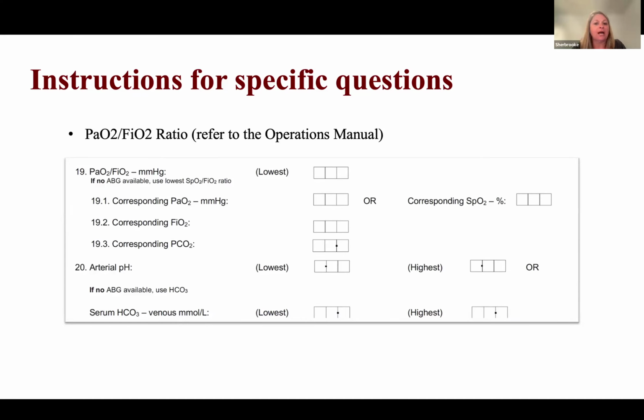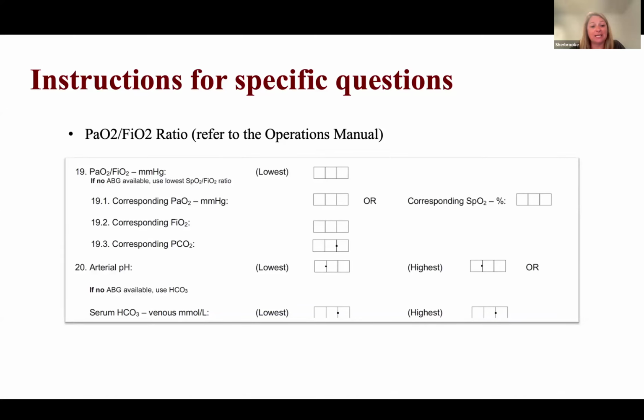So that's where I really want you to go in the operation manual and look at the examples that we have put in there. And this should be easier for you, and this will avoid back and forth for queries as well. Question 20 is also related. So if you have provided a PF ratio with a corresponding PaO2 at 19.1 to 19.3, this means that you have arterial gas and you should provide arterial pH.